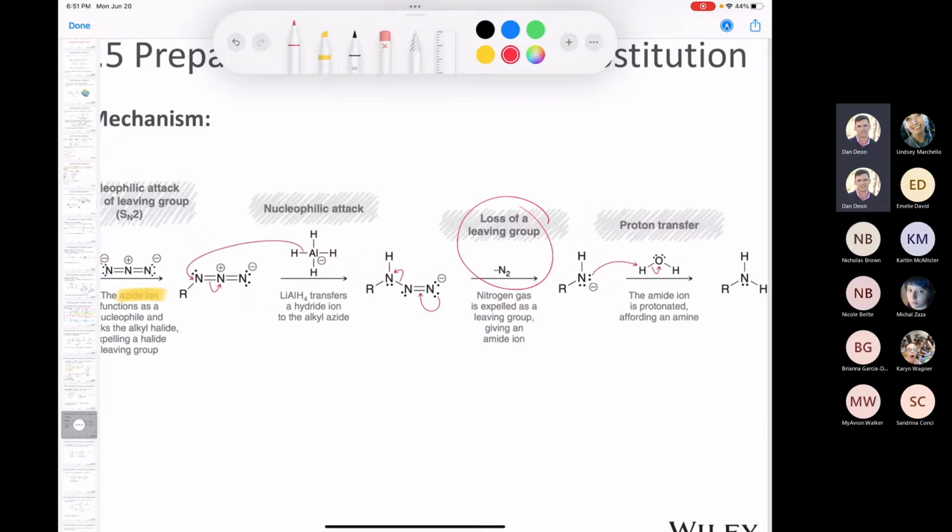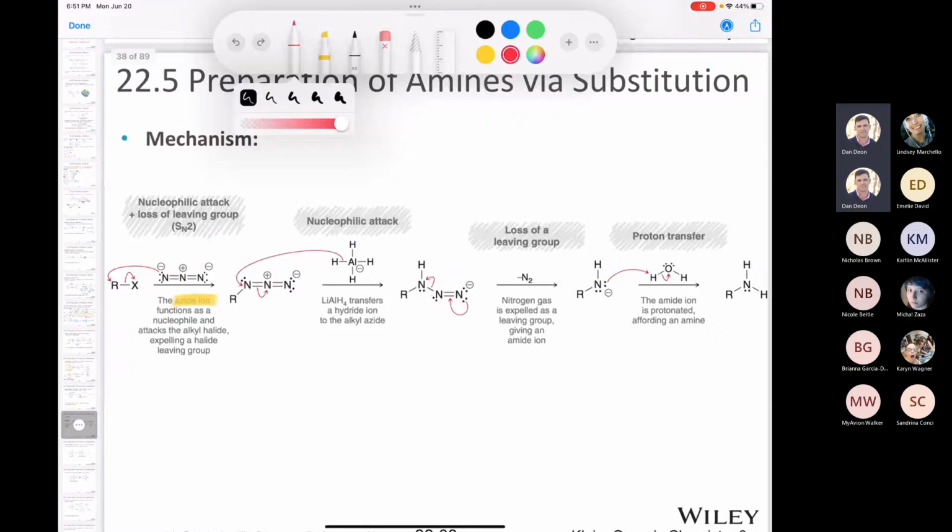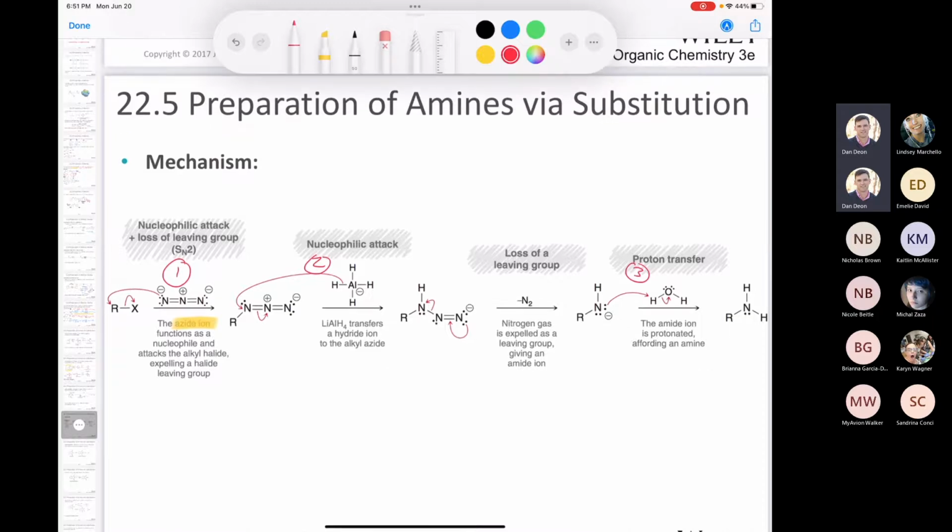So you lose that nitrogen gas, and then you end up with an amide ion, which can be protonated by water. So you have your lithium aluminum hydride followed by water. So essentially, this is the first step, adding the sodium azide. This is the second step, the lithium aluminum hydride. And then this would be the third step, the protonation, the adding of water. So that's a better way to make a primary amine.